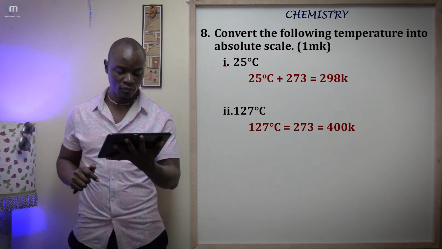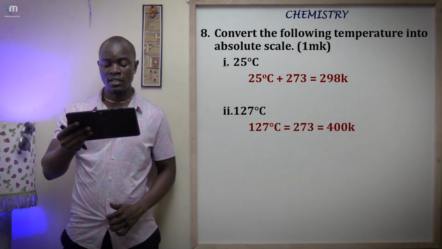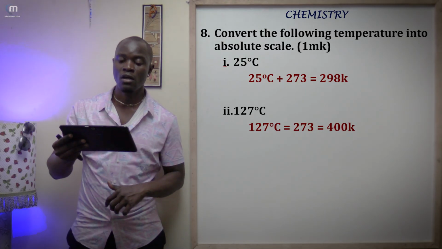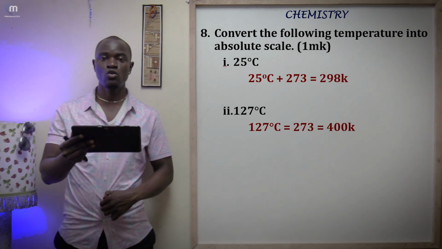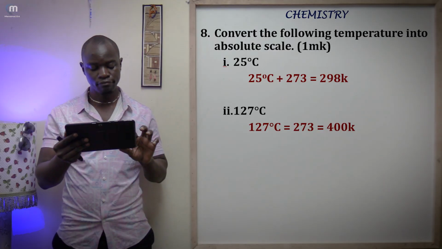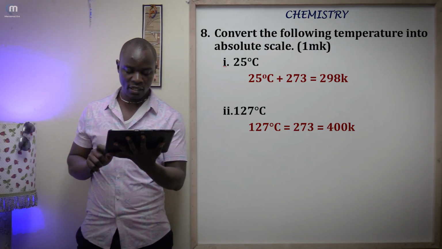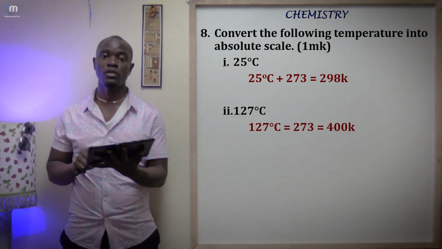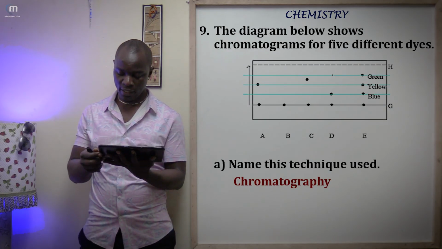That is one. Roman 2, you have been asked 127 degrees Celsius. You're still going to say the same thing: 127 degrees Celsius plus 273. So you're going to get 400 Kelvin. After doing that, then you are good to go. So that is 400 Kelvin. So the next number, which is number 9.